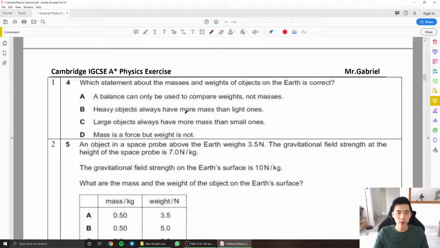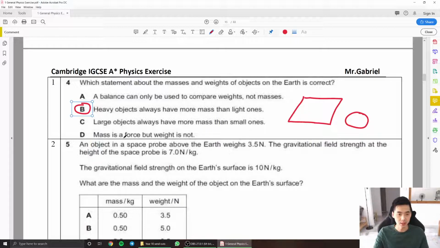Heavy objects always have more mass than light ones. Large objects always have more mass than small ones. This is not true. For example, I could have a very large piece of cotton compared to a very heavy steel ball. The large piece of cotton will not necessarily have more mass than the small one.